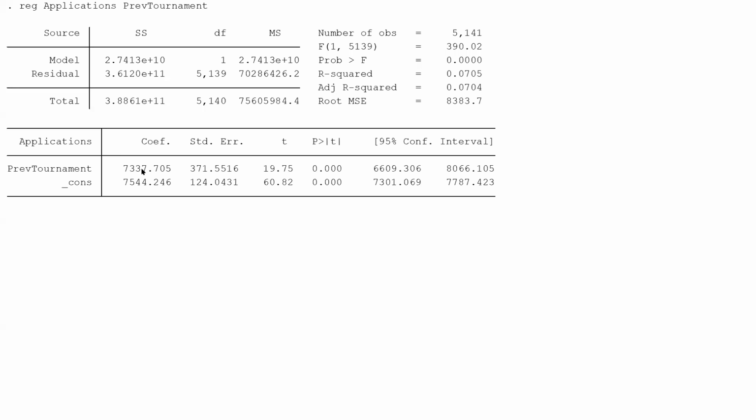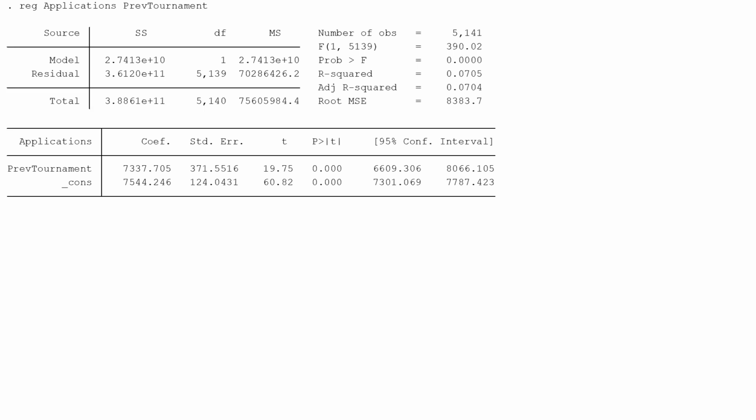So we look at that estimate, and sure enough, if I make the tournament, it predicts that I get about 7,000 additional applications. This seems wild. It seems like it can't be right. Well, it's a very naive regression. I have no additional controls, right? What is probably true is that schools that make the tournament are more likely to be larger schools to begin with, so we would just expect that they have a higher number of applications.